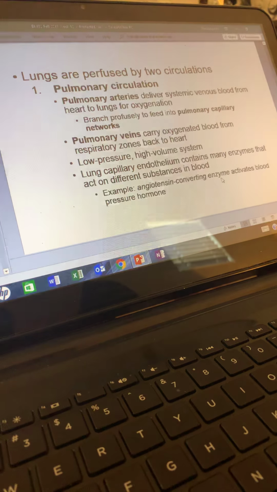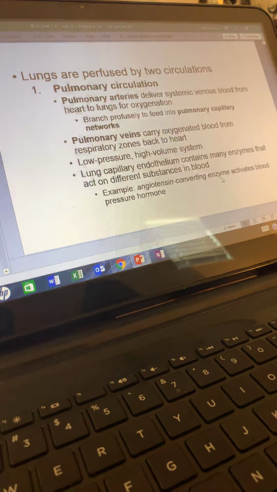Lungs are perfused by 2 circulations. The pulmonary circulation, the pulmonary arteries, of course, deliver systemic venous blood from the heart to the lungs for oxygenation, as you know. They branch profusely to feed the pulmonary capillary networks. The pulmonary veins carry oxygenated blood from the respiratory zones back to the heart. It is, like all veins, a low pressure, high volume system.